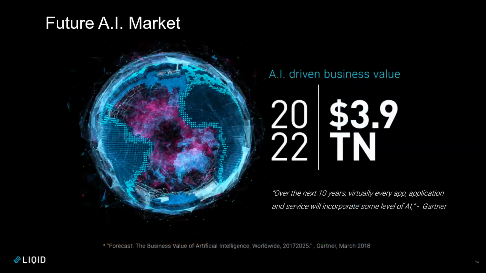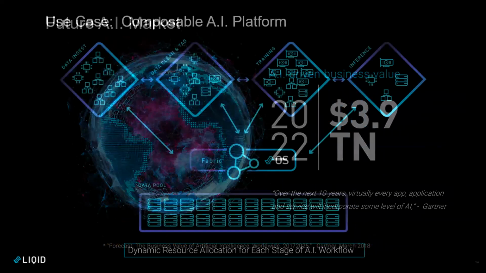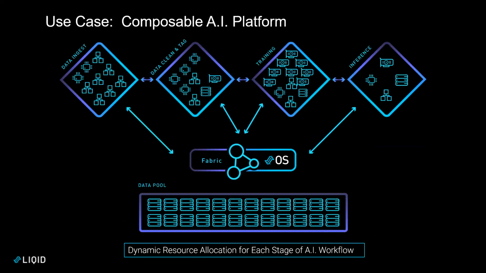AI is a big term. Everyone's talking about it, right? It's kind of this mysterious thing. Everyone knows they want to be a part of it. The market is huge, right? And it's touching all aspects of life. But what is AI? AI is not an event. AI is actually a workflow if we look at it, right?